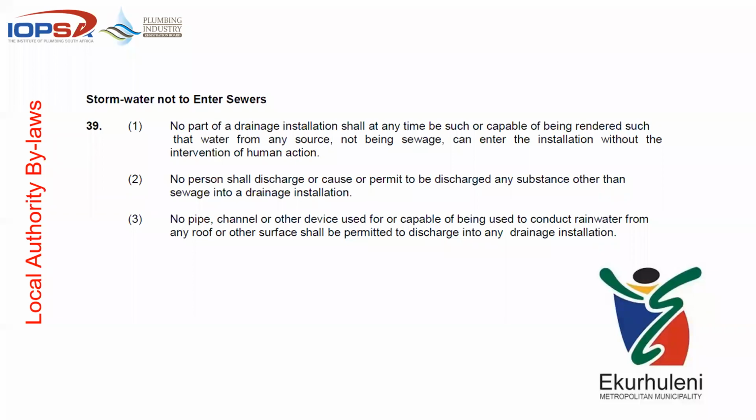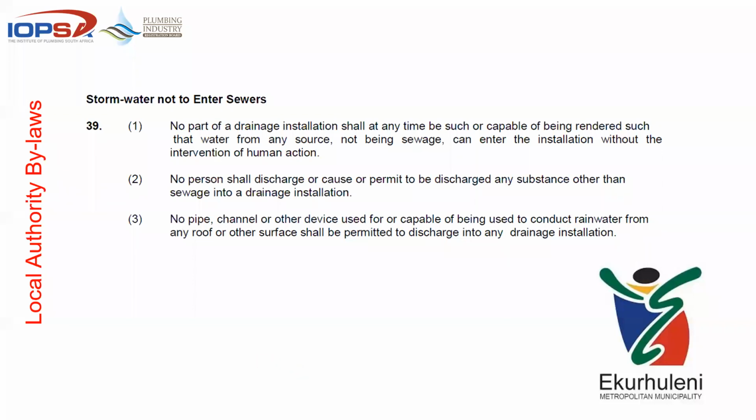No person shall discharge or cause to be discharged any substance other than sewage into a drainage installation. And then the last one is what today is all about. No pipe, channel, or other device used or capable of being used to conduct rainwater from a roof or other surface shall be permitted to discharge into that drainage installation.